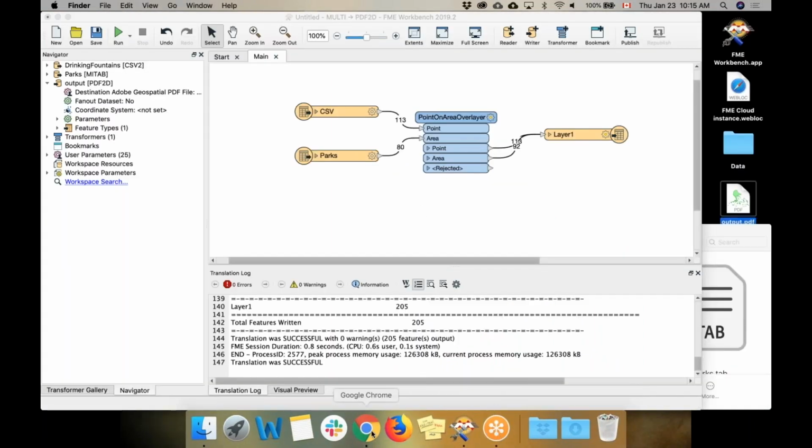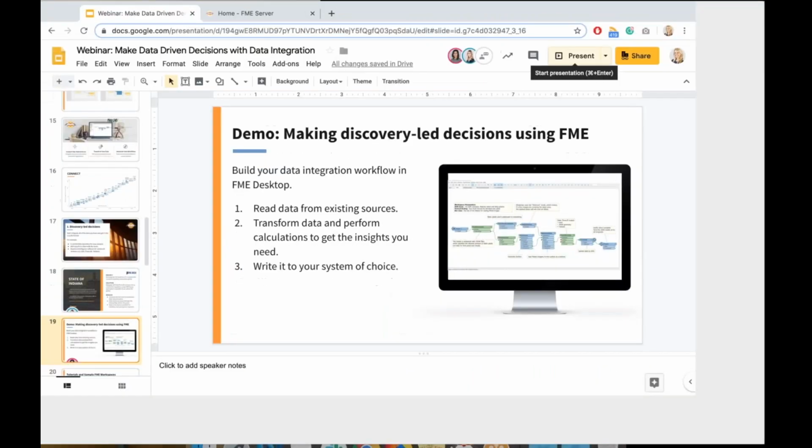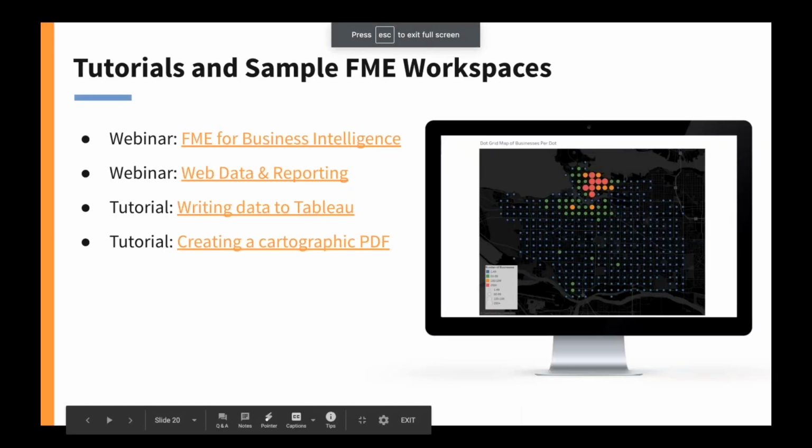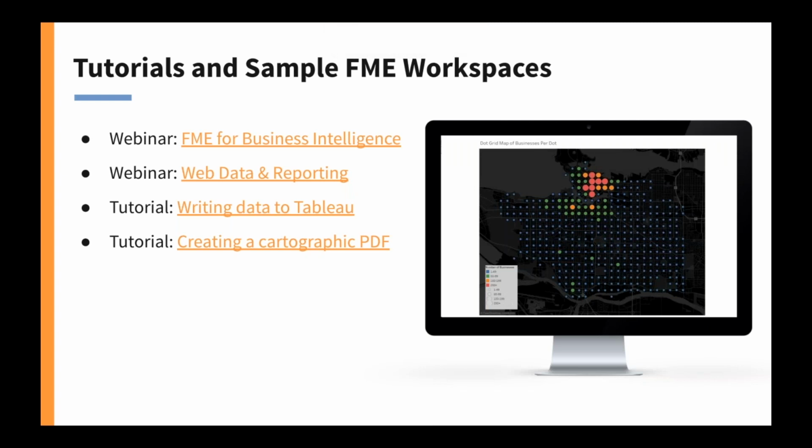Alrighty, let me jump back over to the slides. We have a lot of resources available where you can learn more and download more advanced examples. These are just a few of them. So this webinar has several examples that will show you how to write data to business intelligence software. We've also got this web data and reporting webinar that has examples of writing reports as outputs. So like an HTML report, PDF, Excel, anything that means it's easier for you to share.